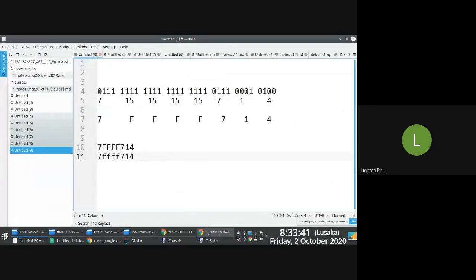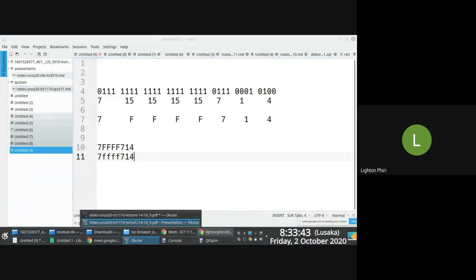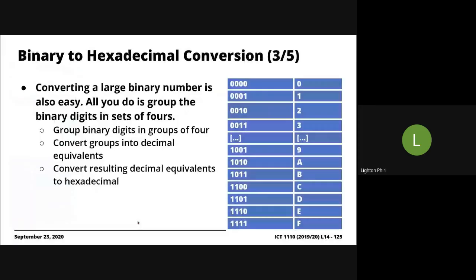So the process of the heuristic is quite simple. First, you group the digits of the binary number into groups of 4s, and then you convert the nibbles, or the groups of 4s, into decimal, and then the decimal number should be converted to hexadecimal, and then you'd have done your conversion. Quite simple, because all you're doing is working with these 15 symbols here.